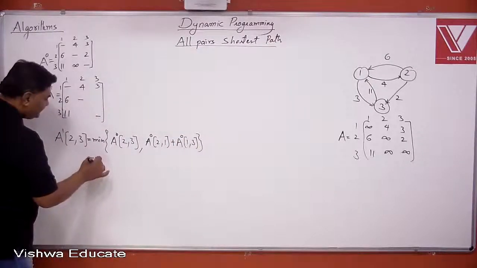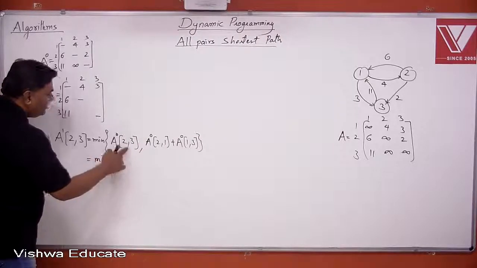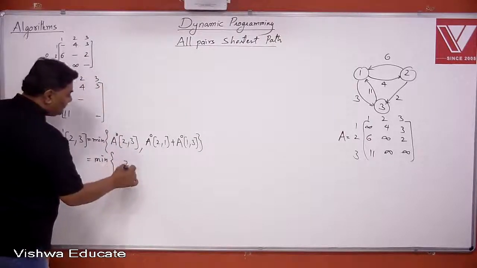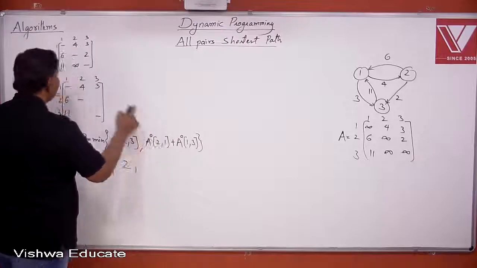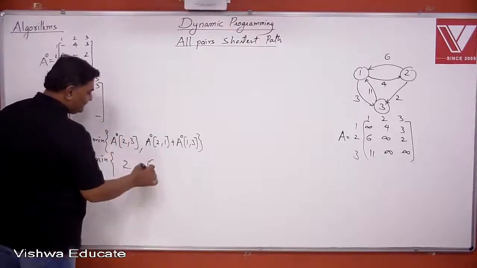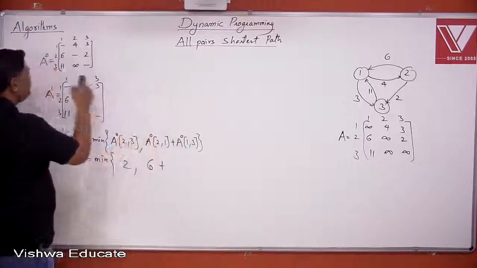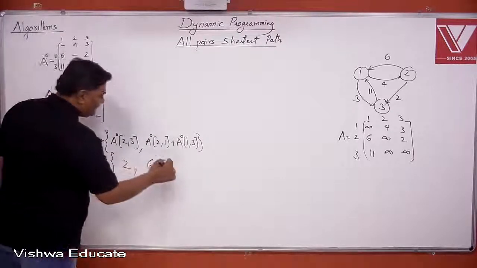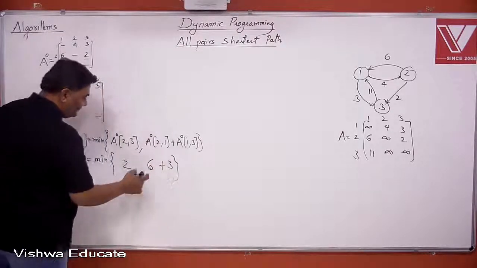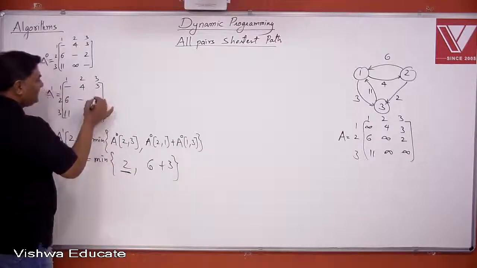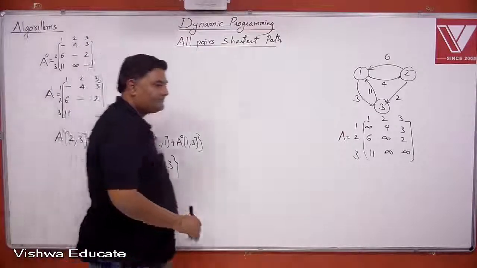Let us take the values. Minimum of, what is the value here? 2. Comma, what is the value here? 2 to 1 is 6, plus, what is the value here? 1 to 3, that is 3. Out of these two, which is minimum? 2 is minimum. Write 2 here.